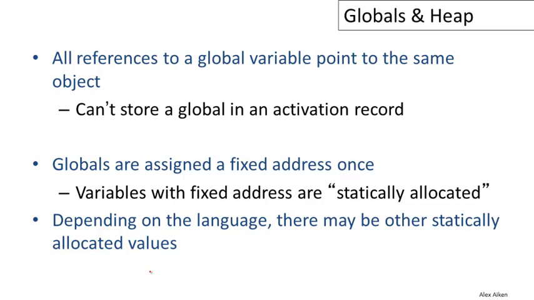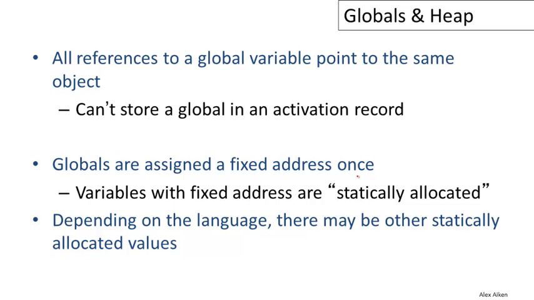The basic property of a global variable is that all the references point to the same object. That's what it means to be global. And for this reason, we can't store a global variable in an activation record, because the activation record, of course, is deallocated when the activation completes, and that would deallocate our global variable.